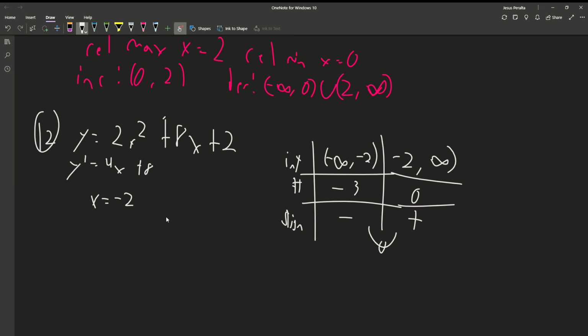Yes, so we have a relative min. We have a relative min at x is equal to negative 2, and we have an increasing interval from negative 2 to infinity. And we have a decreasing from negative infinity to negative 2.